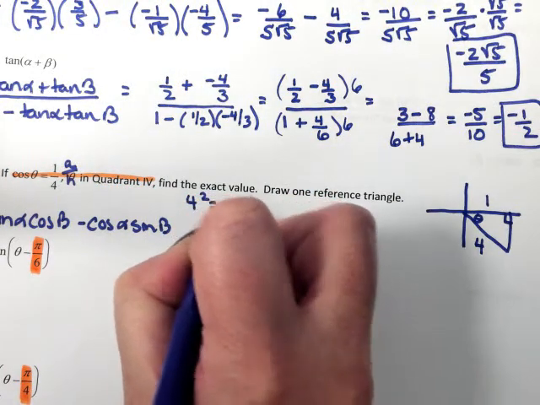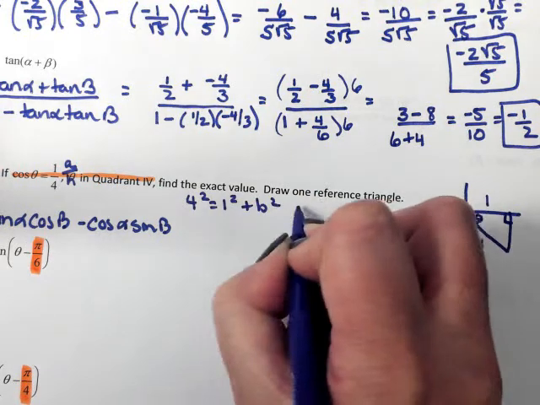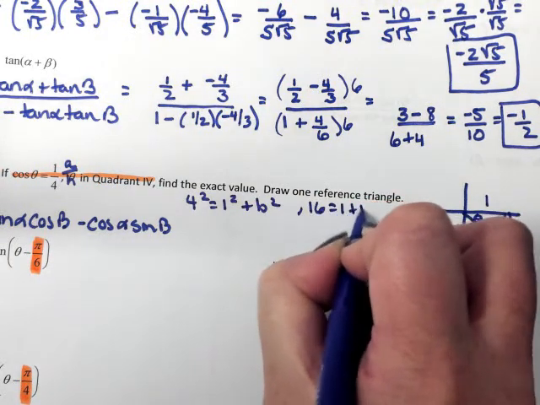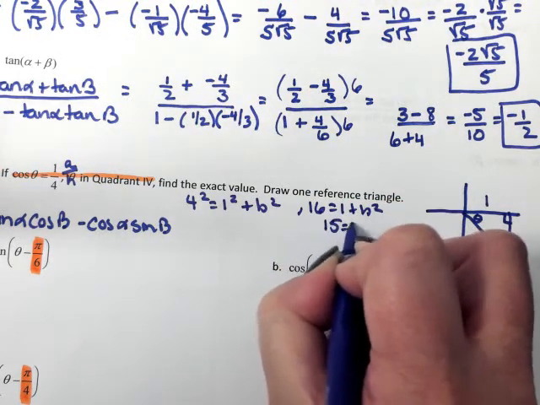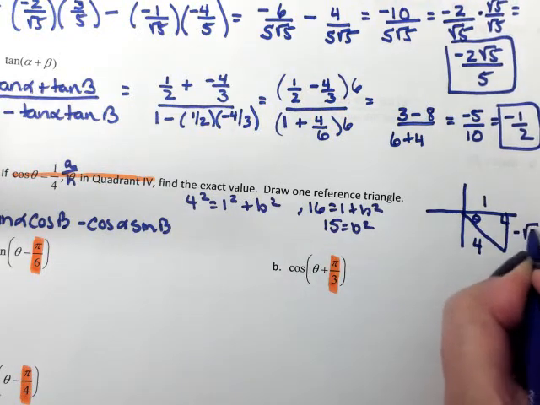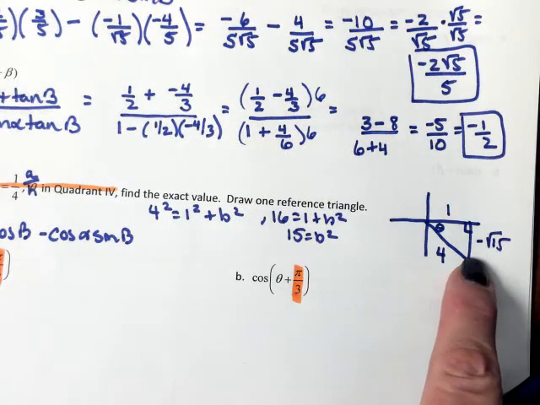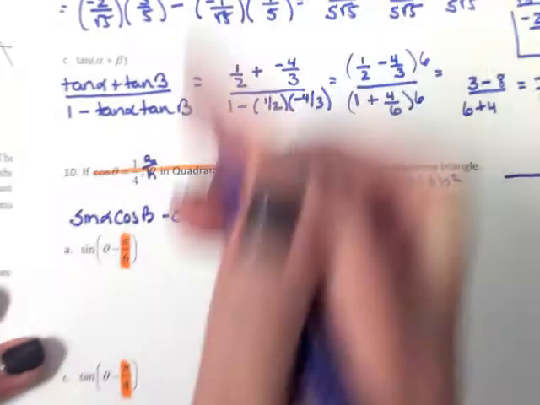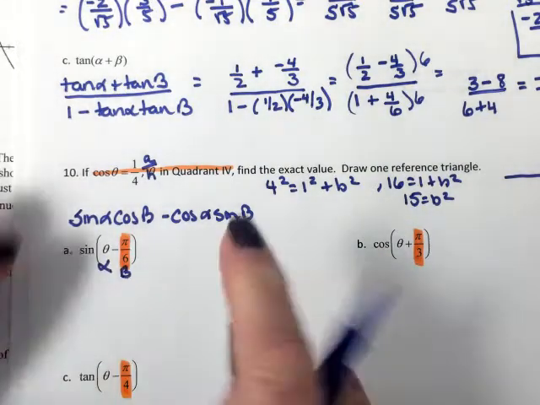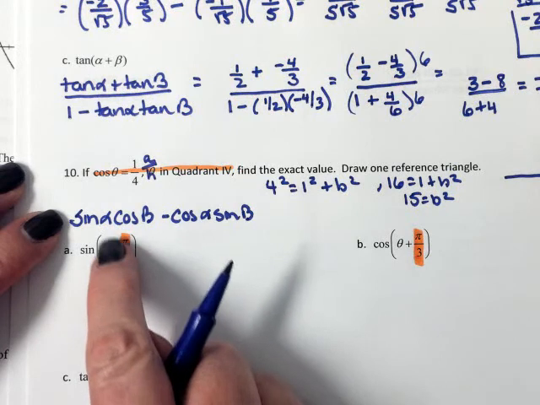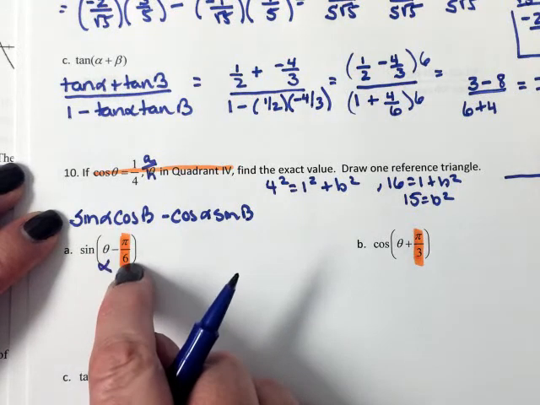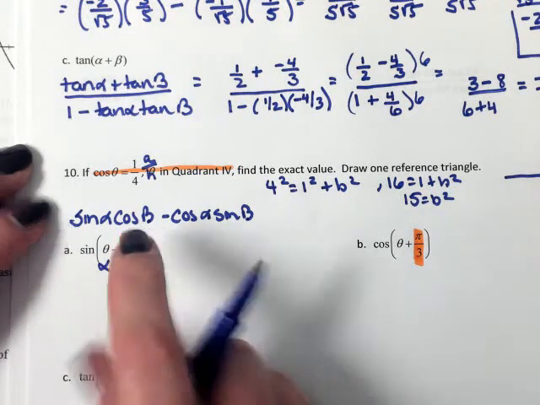So I'm going to have to use my Pythagorean theorem to find the third side of the triangle. So 4 squared is equal to 1 squared plus b squared. So 16 is equal to 1 plus b squared. So 15 equals b squared, so this side is going to be negative square root 15. Remember, you're on the negative side of the y-axis, so you want to make sure you have a negative sign here. So now what I'm going to do is replace in my sine difference formula, anywhere I see an alpha, I'm going to put a theta. Anywhere I see a beta, I'm going to put a pi over 6.